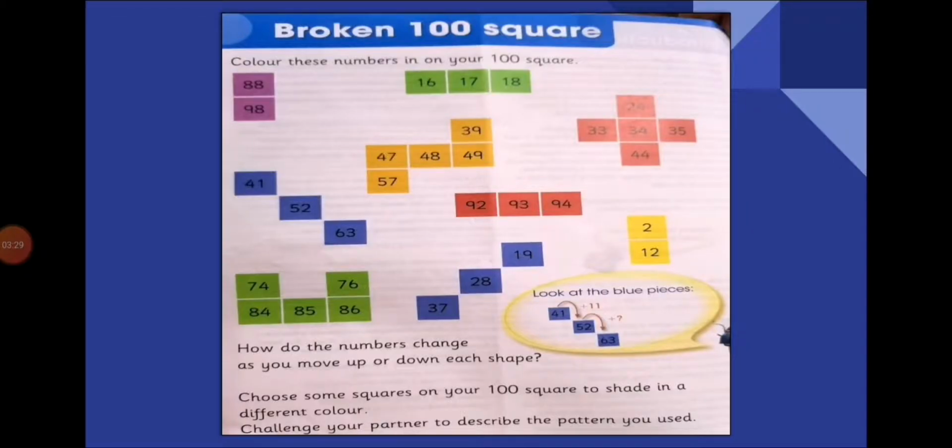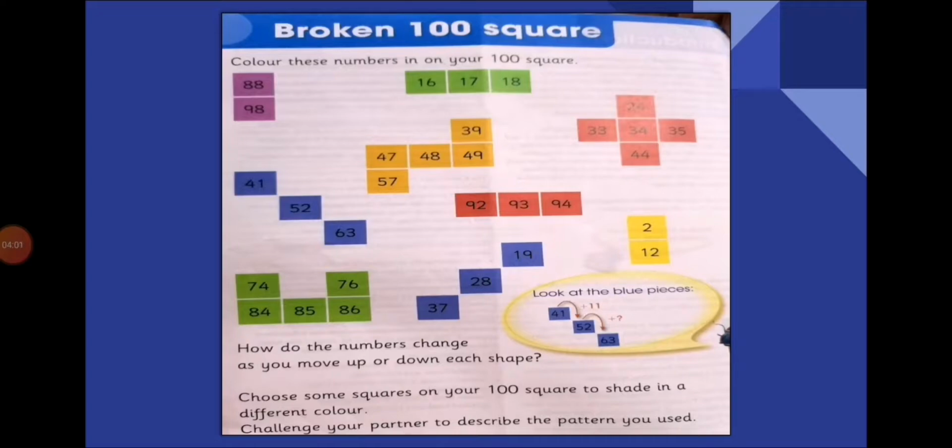Now open your learner's book, page number 4, Broken 100 Square. First, we will write the day and date on that page. So, hold your pencils, write Classwork in the center. Then on the left side, you will write your day. Today is Monday. So, write Monday here. On the right side, you will write today's date. That is 31st August, 2020.